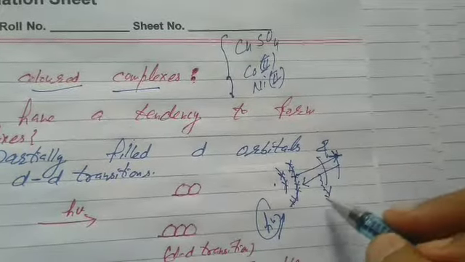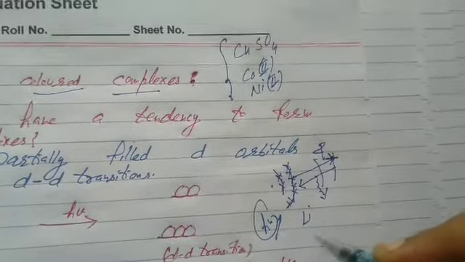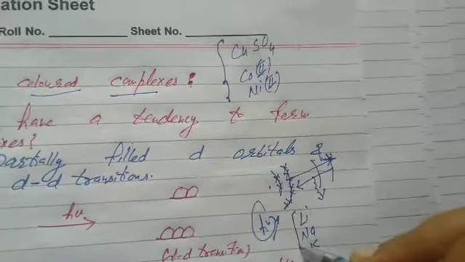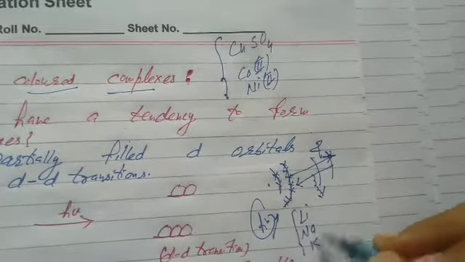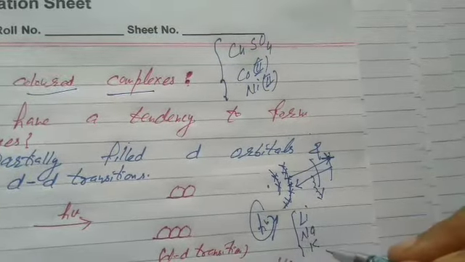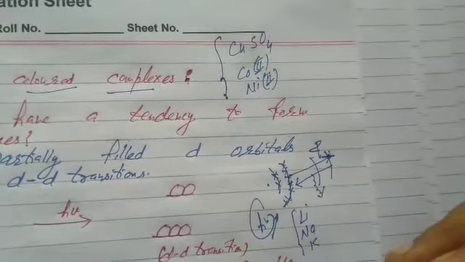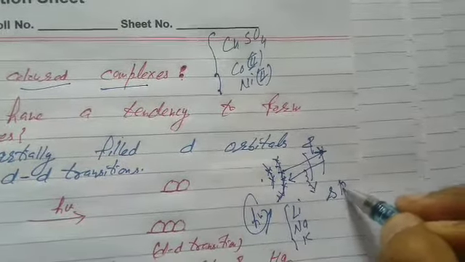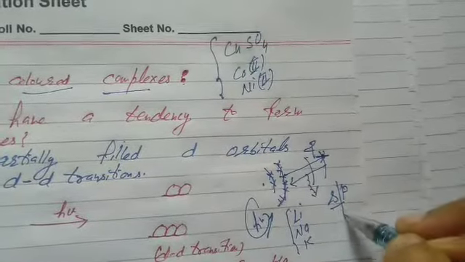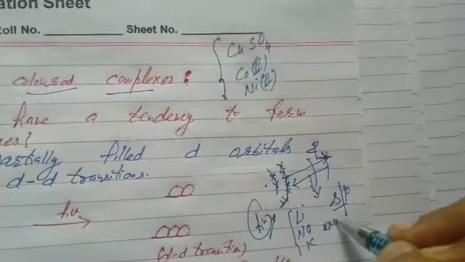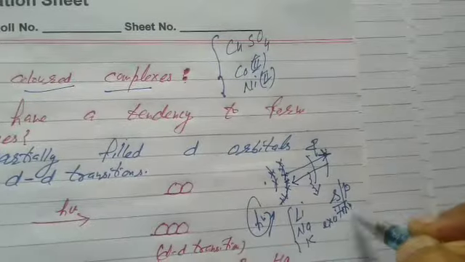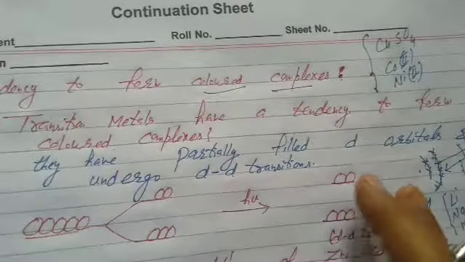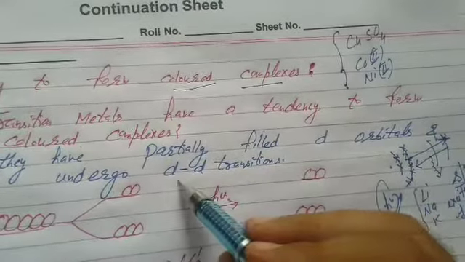We study alkali metals. Why alkali metals impart color to the flame? Because energy from the flame is sufficient to excite their electrons. Hence they impart color. For S and P block, students, the reason for color is excitation of the electron. But for transition metal, students, the reason is DD transition.